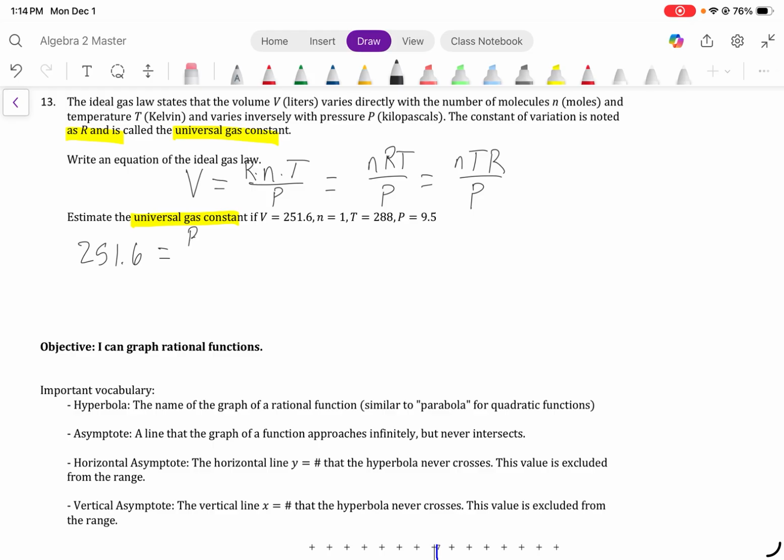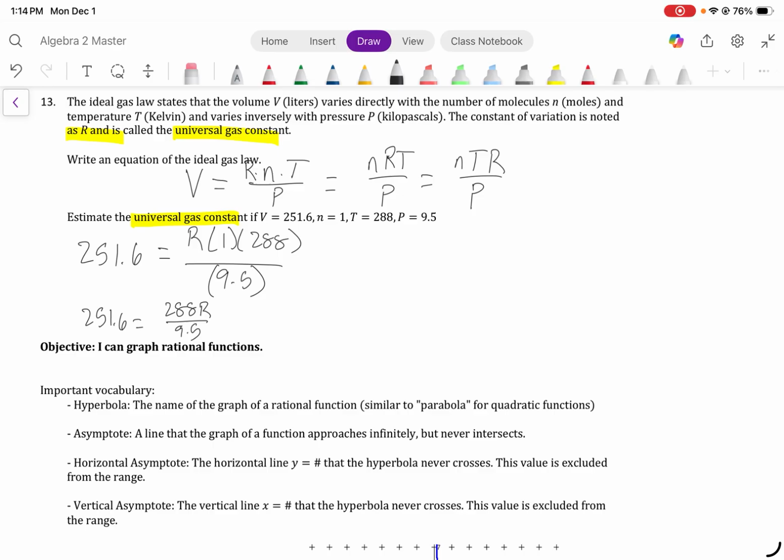Now to estimate my universal gas constant, I'm just going to fill in the numbers that I know. So I'm going to have R be something, N is 1, T is 288, P is 9.5. I'm going to just simplify things as I go, as much as I can. So I have 251.6 is equal to 288R over 9.5. I just multiply 288 times 1.